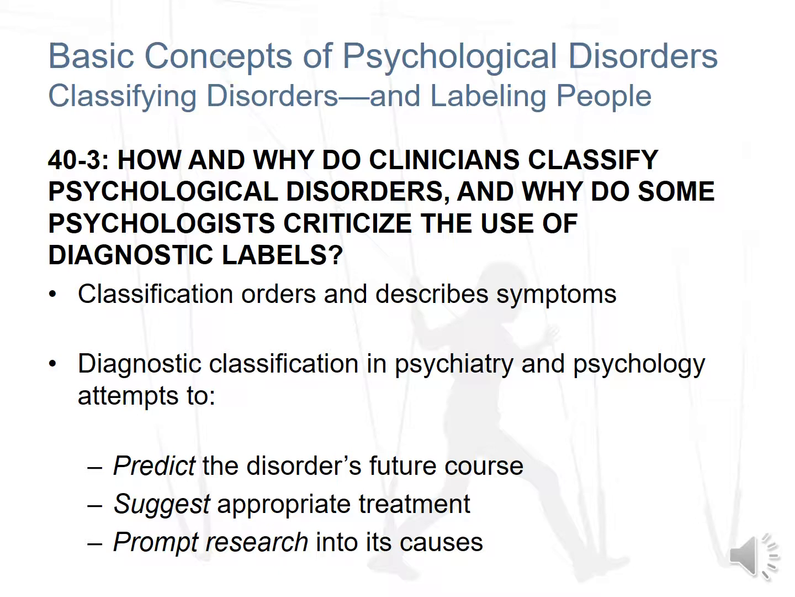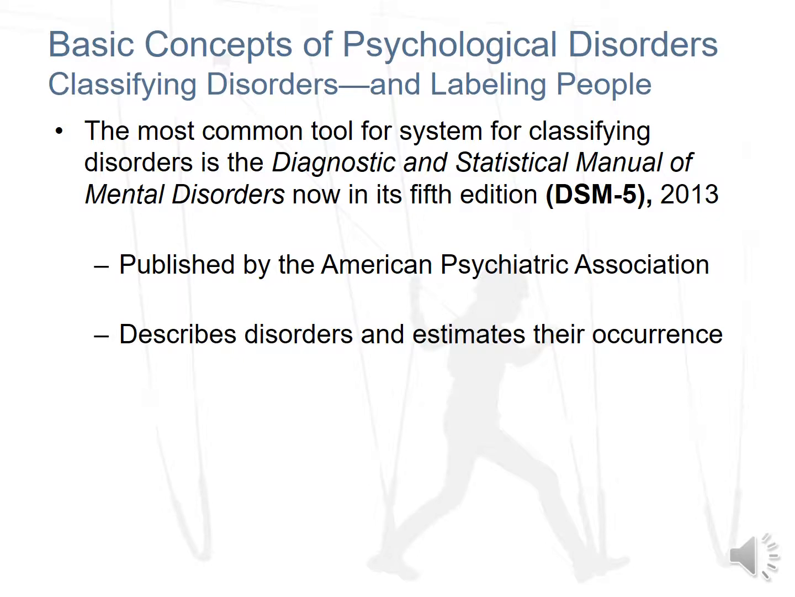40-3. How and why do clinicians classify psychological disorders, and why do some psychologists criticize the use of diagnostic labels? Classification orders and describes symptoms. Diagnostic classification in psychiatry and psychology attempts to predict the disorder's future course, suggests the appropriate treatment, and prompts research into its causes. The most common tool for classifying these disorders is the Diagnostic and Statistical Manual of Mental Disorders, now in its 5th edition, or the DSM-5.